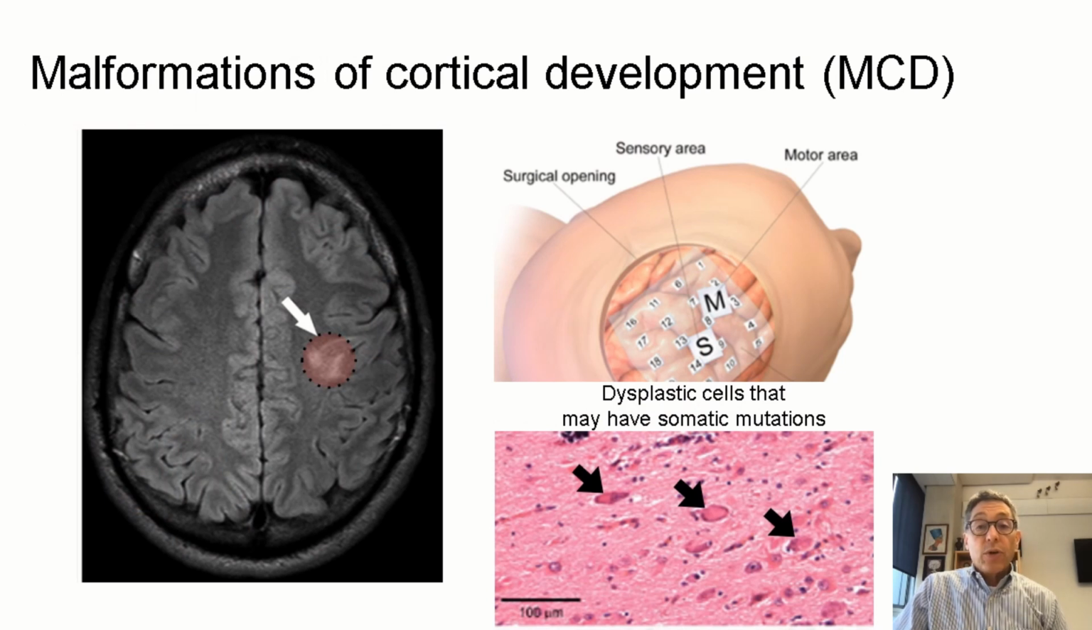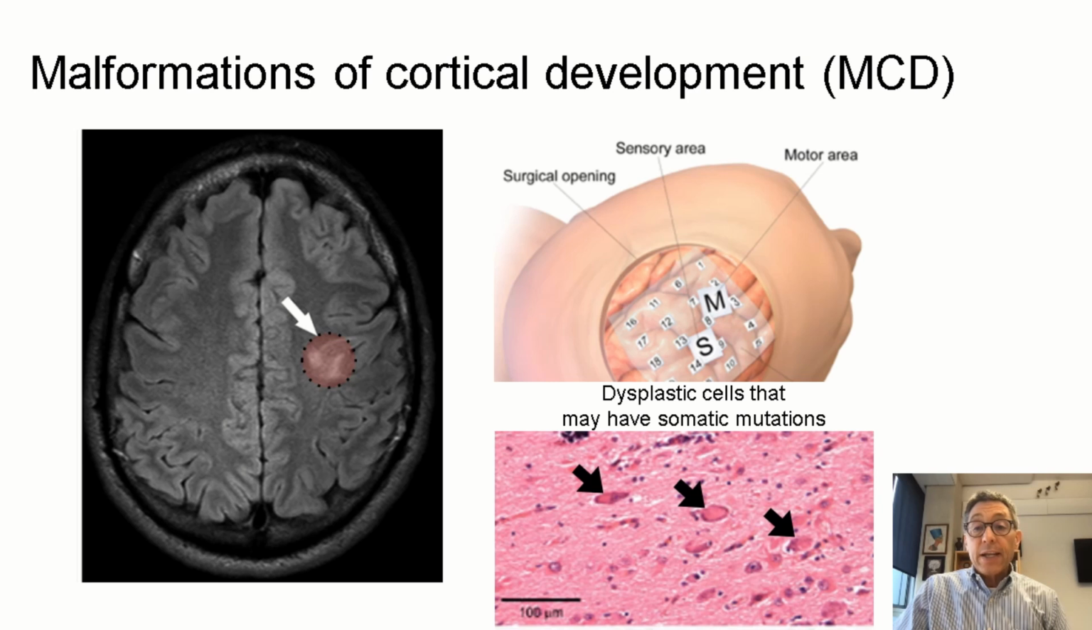In children who do not respond to medication, a brain lesion can often be identified on MRI or EEG, like this seen here on the MRI with the white arrow. These lesions are called malformations of cortical development and are often resected neurosurgically. The first step is to do brain mapping, like seen here, to identify the epileptic focus, and then perform neuropathological evaluation on the resected tissue. Oftentimes one sees dysplastic cells that may contain somatic mutations.